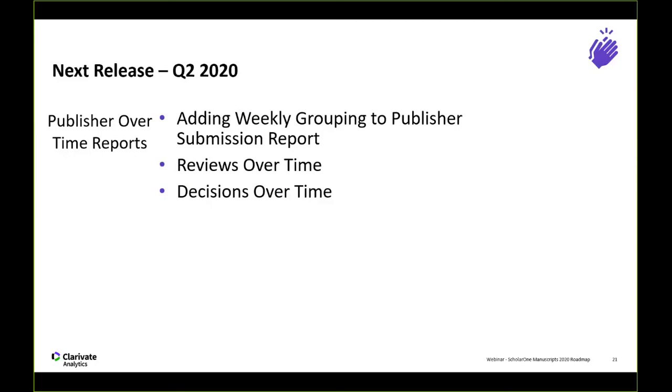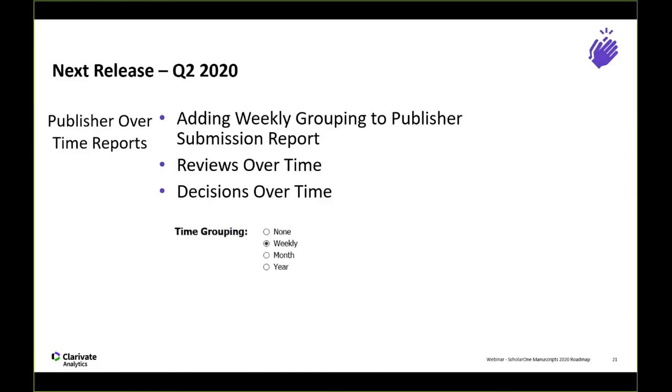We're also bringing in reviews over time and decisions over time. Part of this COVID discussion was that publishers really wanted to understand, how is this impacting me? And one of the best ways to tell that is through an over time report. If we can provide that at a publisher level, either reviews over time or decisions over time, and provide some data points there, that'll really help publishers understand where their needs are.